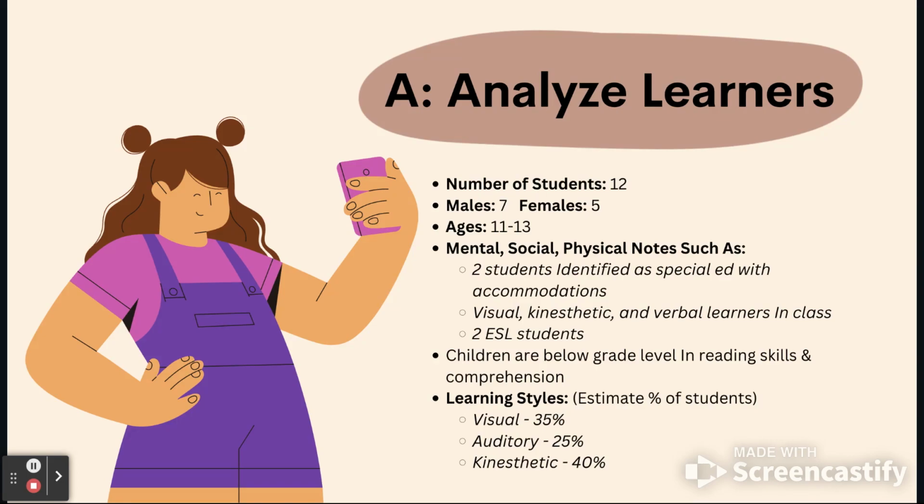Visual, kinesthetic, and verbal learners could be in this class, and 2 ESL students. My children would be below grade level in reading skills and comprehension because that's typically what you're going to have now. Learning styles, estimated percentage of students: 35% are visual learners, 25% could be auditory learners, and 40% would be kinesthetic learners.